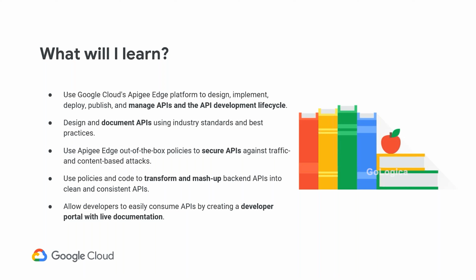And we will use Apigee out-of-box features or policies, as we call them, to secure APIs against traffic-based attacks and also content-based attacks. And we will use Apigee policies, inbuilt features, and custom coding both to do transformations and mashups of backend API responses into a clean and consistent API, which adheres to the REST principles.